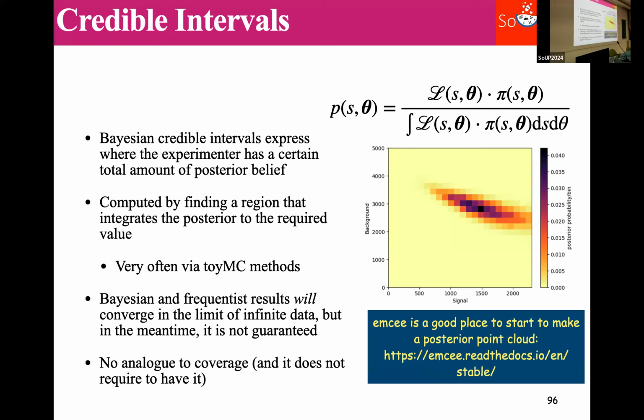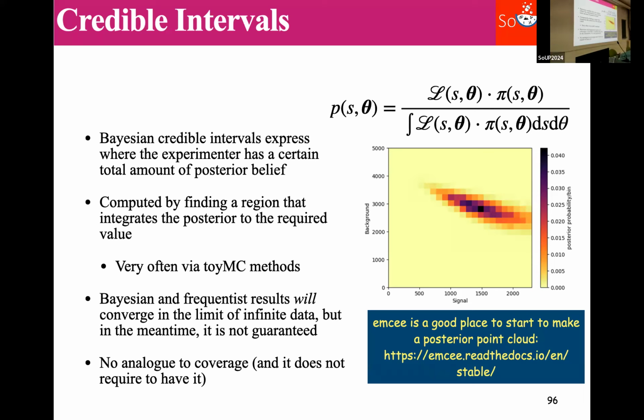If you have many nuisance parameters, if you have complicated models, the models are hard to define. But once you've done that definition, you have some posterior, some degree of posterior belief, and your credible interval is a region that integrates this posterior up to the required credible interval size. These Bayesian and frequentist results will converge in the limit of infinite data if you haven't done something very extreme, like setting your prior to 0 at the correct value. But in the meantime, it's not necessarily guaranteed.